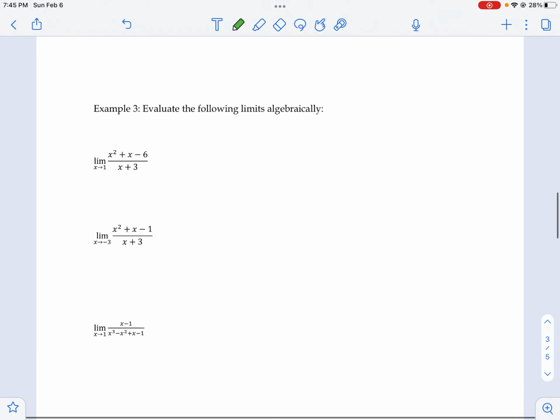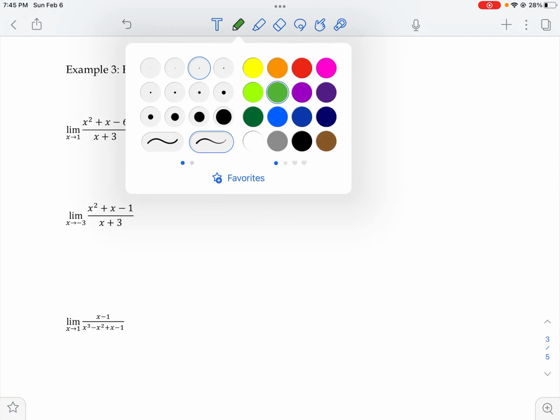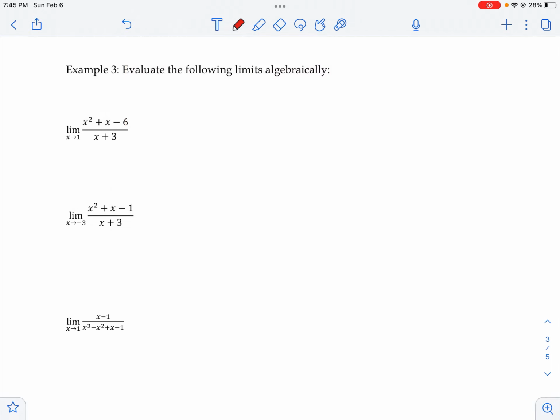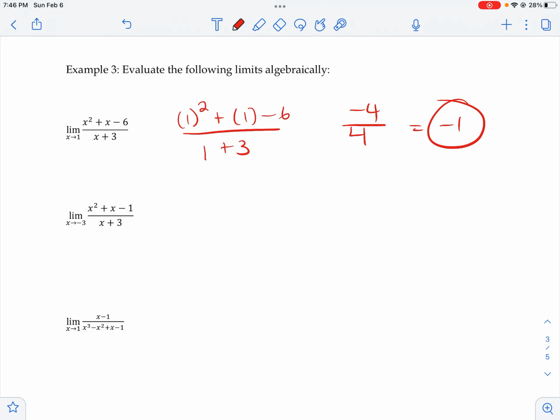Moving on. Okay, no graphs are being given here. Now we're just relying on doing it algebraically. So here I'm going to plug the 1 in over 1 plus 3. I get negative 4 over positive 4, negative 1. That's your answer. Next one, I could see right away that if I plug a negative 3 into here, I'm going to get an undefined fraction.